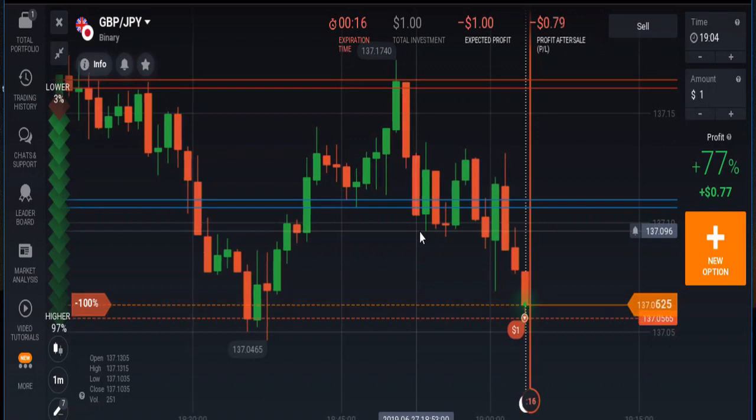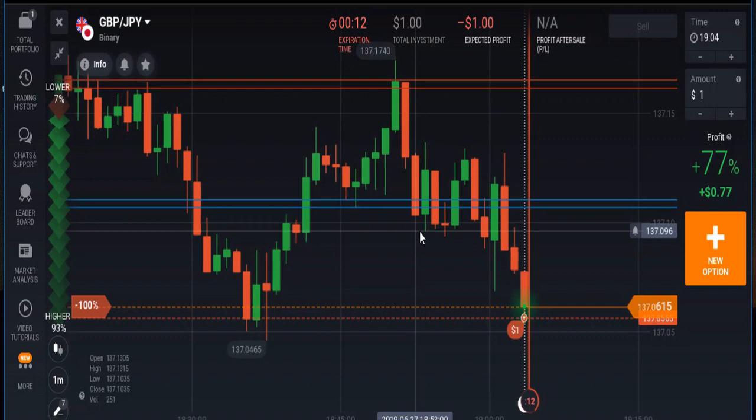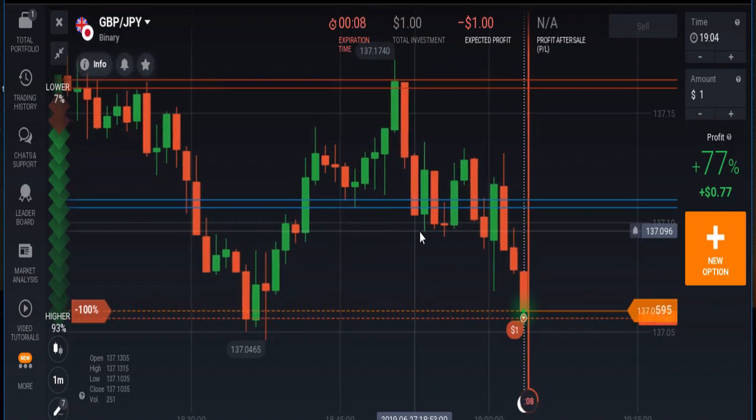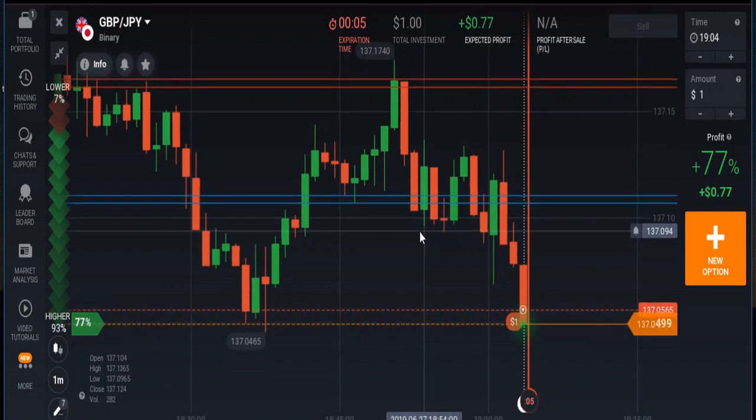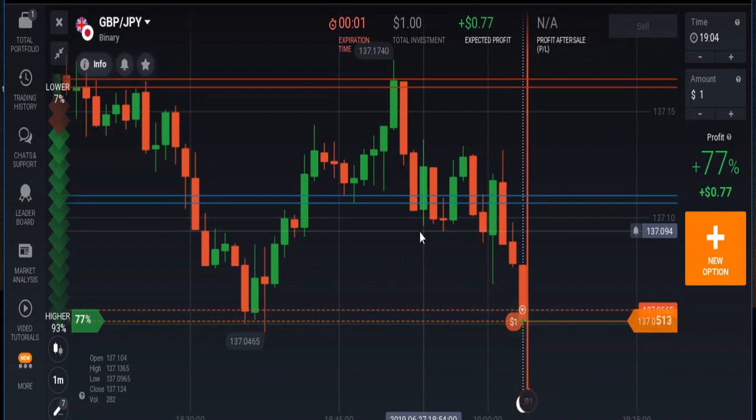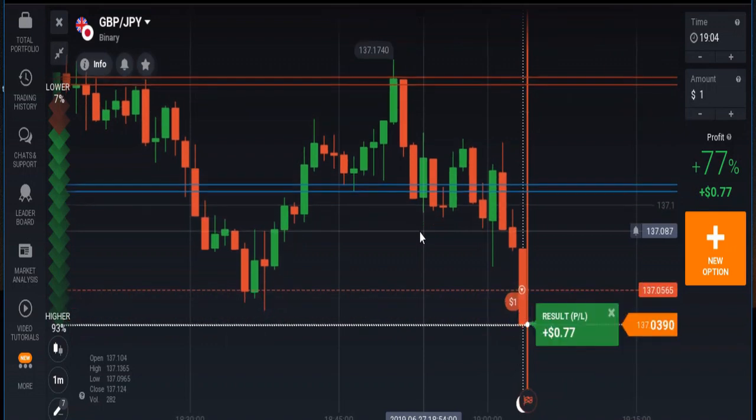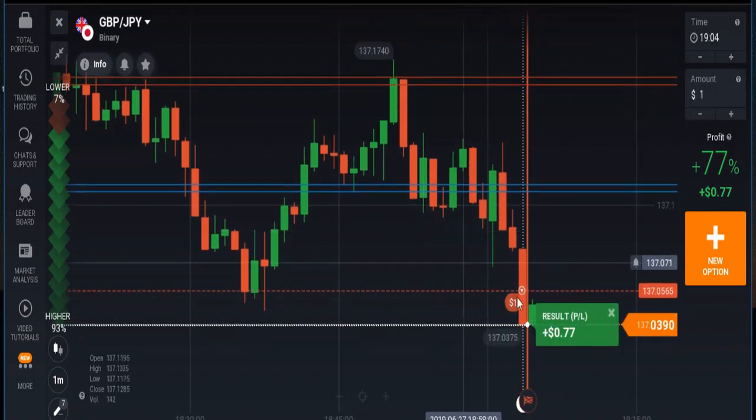So, how to filter the false signals provided by the engulfing pattern? Let's see how we can filter out those false signals and make the engulfing pattern really a 90% winning ratio pattern.